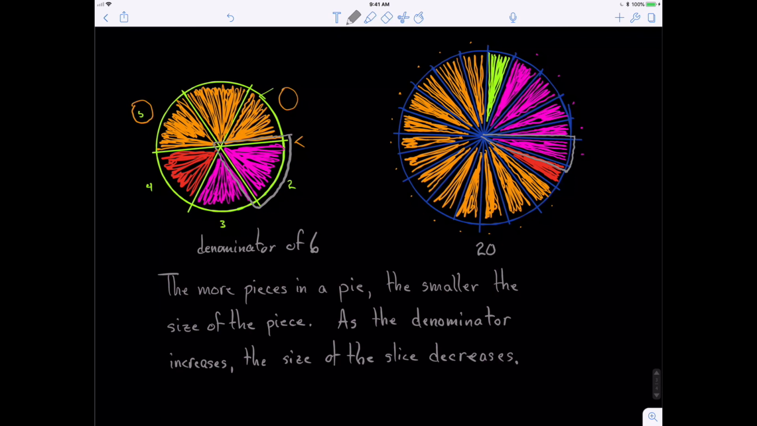We're going to stop there. Now we at least have the understanding of where a fraction comes from and what it represents.